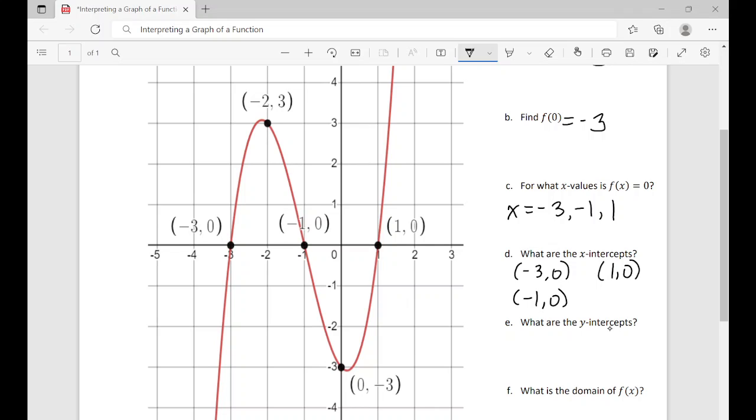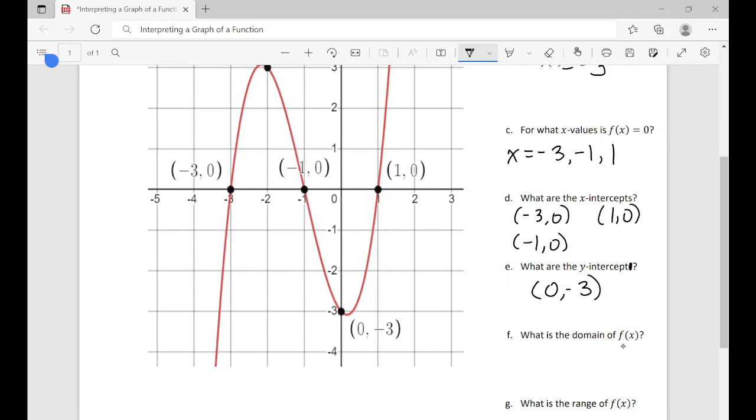Now, what are the y-intercepts? It's again what crosses the y-axis. So here's our y-axis, and it crosses down here at (0, -3). So our y-intercept is (0, -3). So even though it's plural, as the function, you're only going to have one y-intercept.